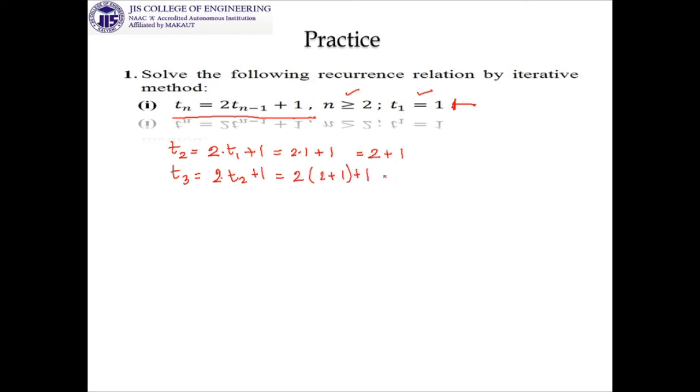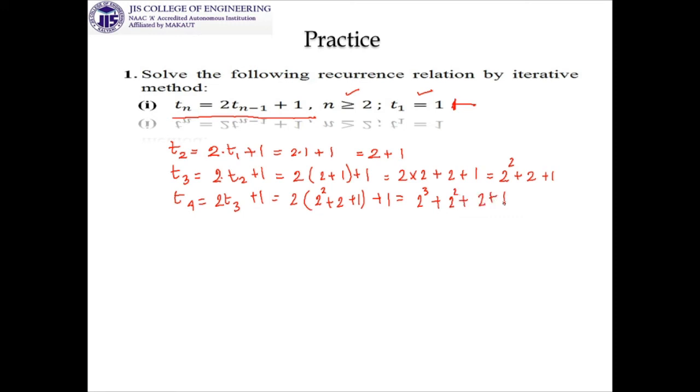So what are we getting? 2 into 2 plus 2 plus 1. Can I write it as 2 square plus 2 plus 1? I think yes. Now our job is to calculate T4. So it will be 2 into T3 plus 1. Now 2 into T3 means 2 cube plus 2 square plus 2 plus 1. Is there any confusion? If so, pause, try to understand the thing, then go forward.